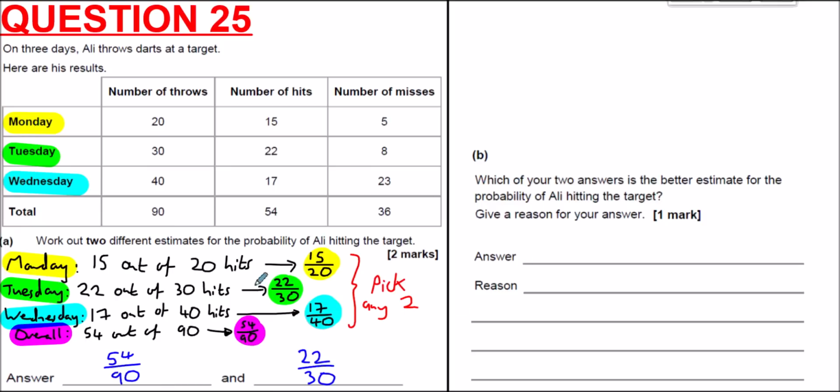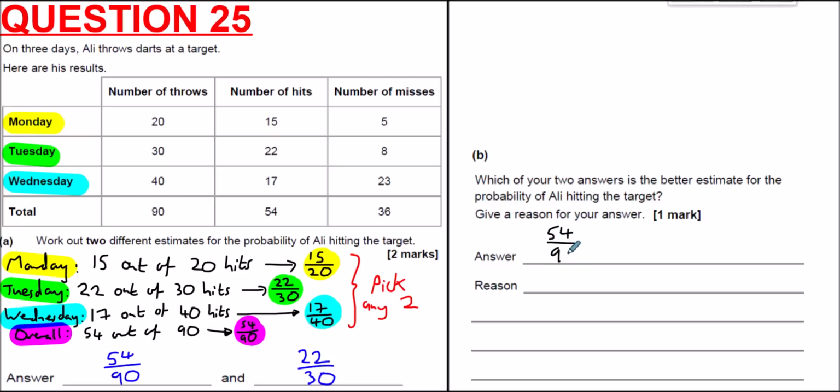In part B, we need to compare these two that you've chosen. It says which of your two answers is the better estimate for the probability of Ali hitting a target. Give a reason for your answer. No matter which two you've picked, the most reliable will be the one with the biggest denominator. It will be the probability estimate which takes into consideration the most throws. So in my particular case, the most reliable will be 54 over 90.